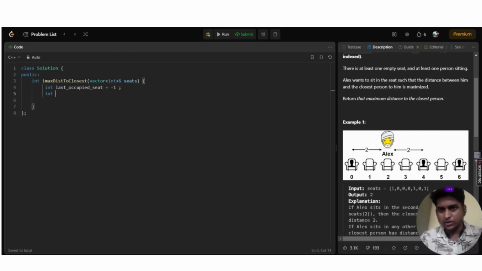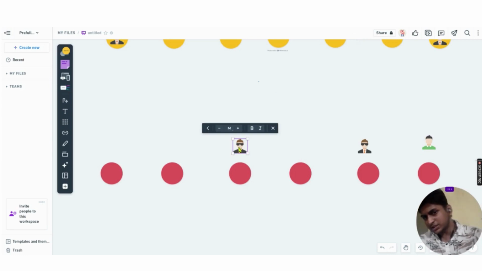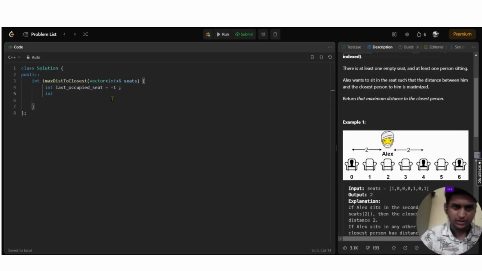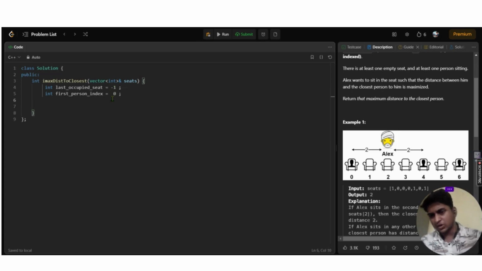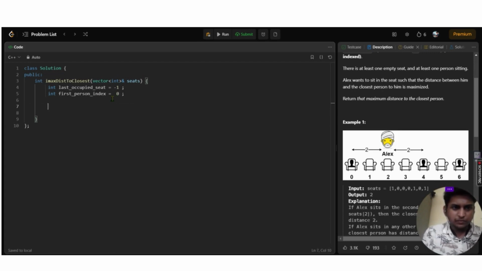And for the second case, the first person who is occupying a seat, we need to keep track of this also. I will explain later in this video how we are going to solve it. So let's keep the first person index. Make it 0 or -1; you can initialize it however you want. Now let's move forward in the loop. For int i equals 0, i less than seats.size.